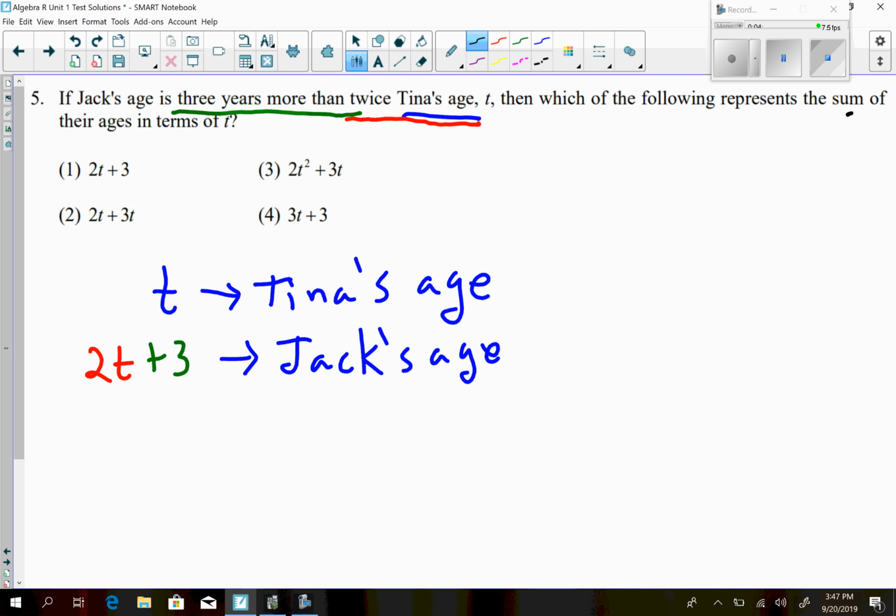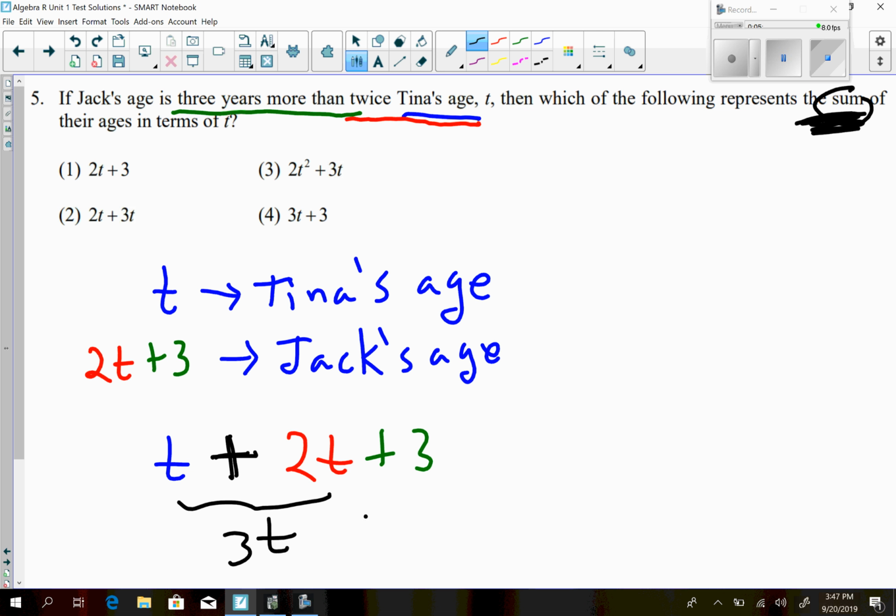Which of the following represents the sum of their ages? Sum means add. So I'm going to write Tina's age, which is blue, and I'm going to write Jack's age, which is red and green. Here's Jack's age. And if I want the sum of those, that means I have to add Tina's age, which is blue, add Jack's age. There's a 1 understood here. 1t plus 2t is 3t. Plus 3 gets brought down. 3t plus 3 is choice 4.